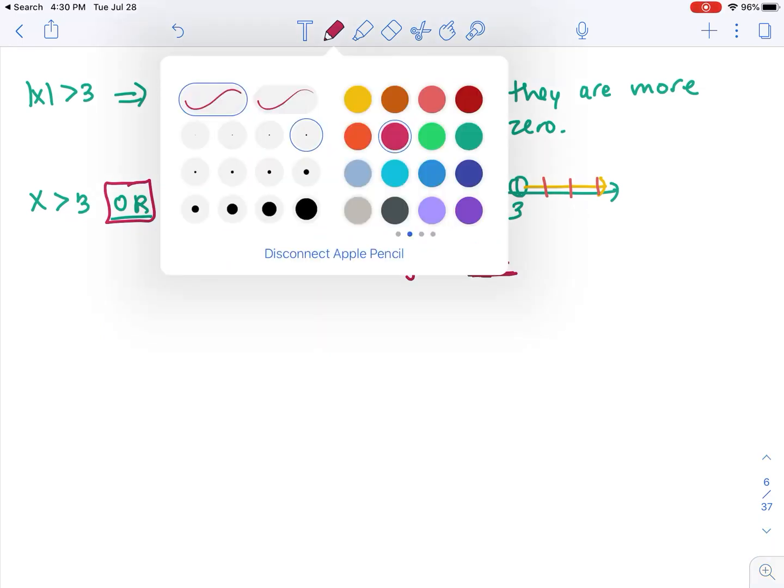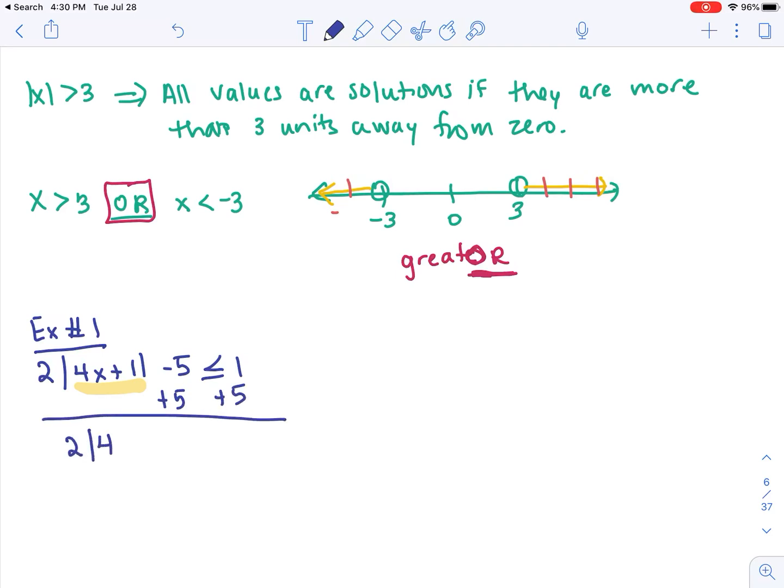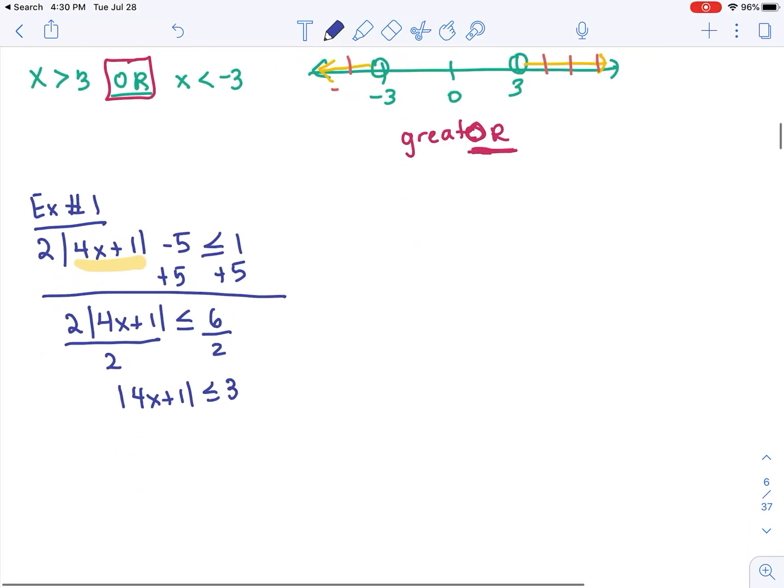Now let's go ahead and go over some more complicated examples. On example number 1, we're going to solve 2 times the absolute value of 4x plus 1, minus 5, is less than or equal to 1. We want to keep in mind that if we're solving inequalities or equations with absolute values in them, we're going to first isolate the absolute value expression. So with that, we're going to add 5 on both sides, to get 2 absolute value of 4x plus 1 is less than or equal to 6. To undo times, we would divide. Absolute value of 4x plus 1 is less than or equal to 3.